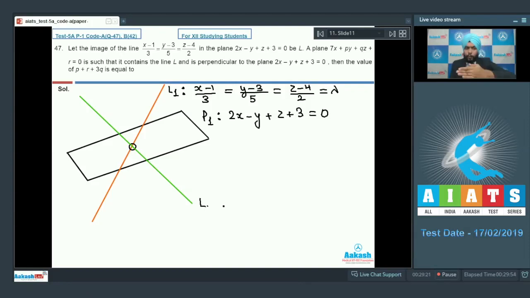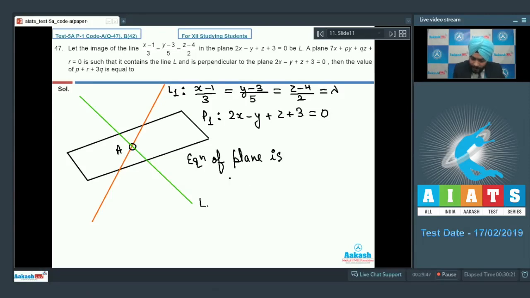So there is a plane perpendicular to P1 containing line L. Definitely it will pass through this point. Let this point be A. If it is going to pass through this point and it is perpendicular to the plane P1, definitely it is going to contain the line L1 as well. So we have the equation of the plane in a single step.